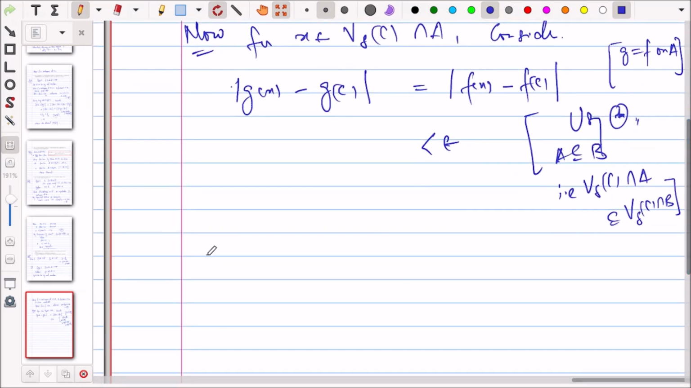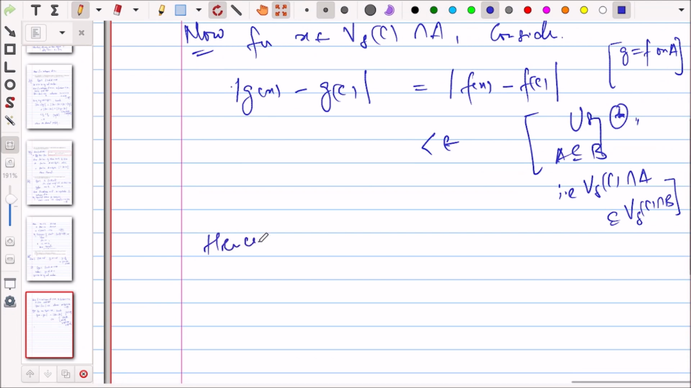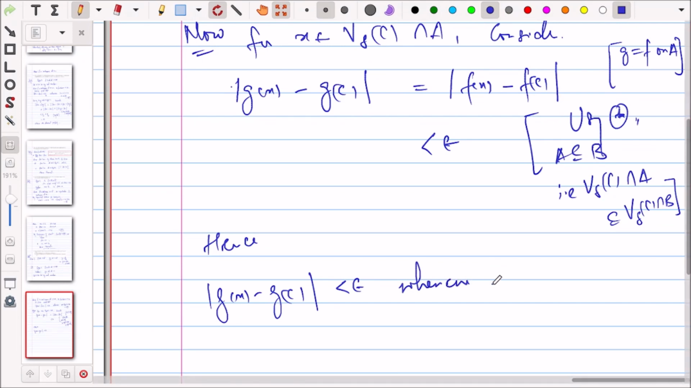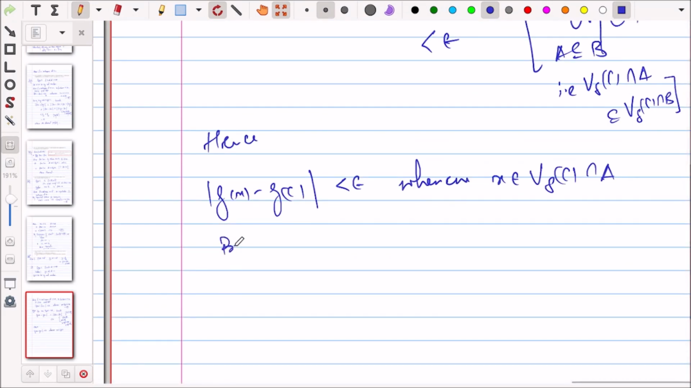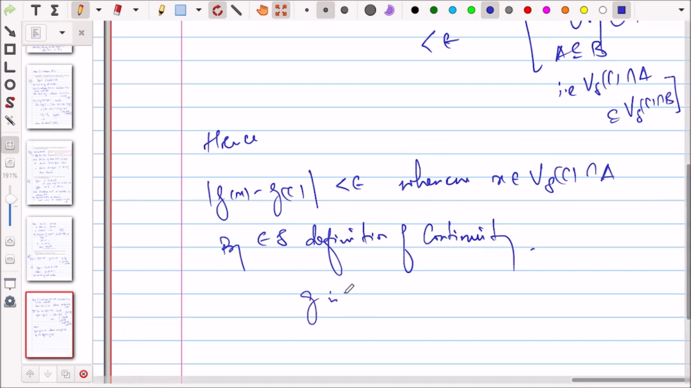Hence Gx minus Gc is less than epsilon whenever x belongs to V delta C intersection A. So by the epsilon delta definition of continuity, G is continuous at C. Okay, so we have proved the A part of this.